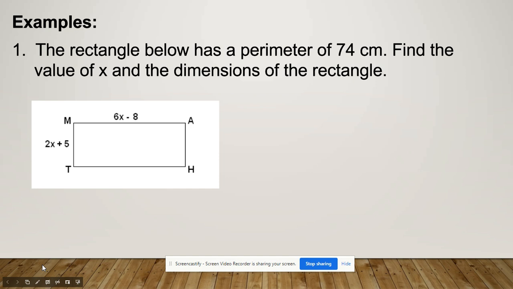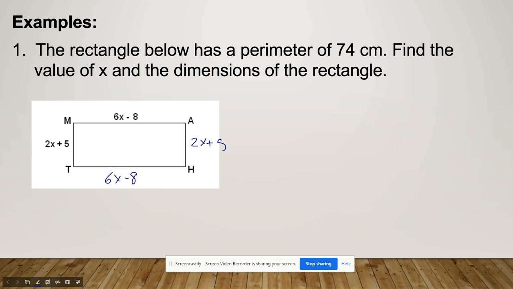Here's our first example. The rectangle below has a perimeter of 74 centimeters. Find the value of x and the dimensions of the rectangle. So first thing you got to remember is that when we're dealing with perimeter, you need all four sides. So since this is a rectangle, both the shorter sides are 2x plus 5, and I like to refer to the shorter sides as the width, and the longer sides are 6x minus 8.